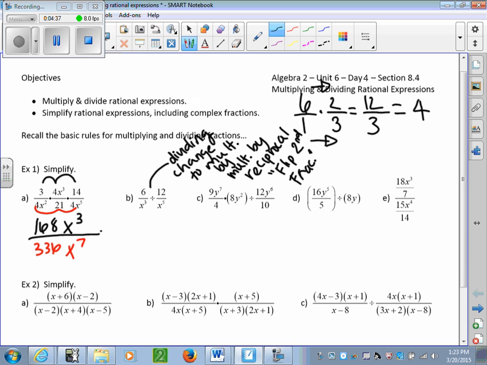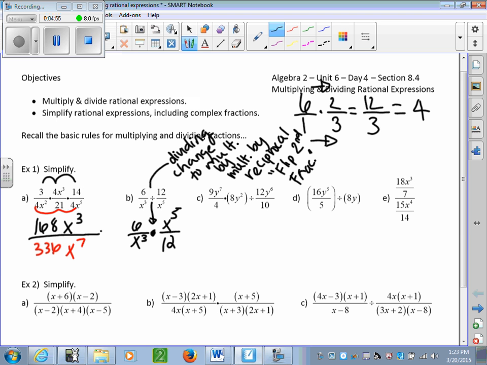Okay, so I'm going to flip this second fraction. My first fraction doesn't change. It's still 6x over x cubed. But to change this division to a multiplication, I'm going to flip the second fraction. So I get x to the 5th, again, this is called the reciprocal, over 12.